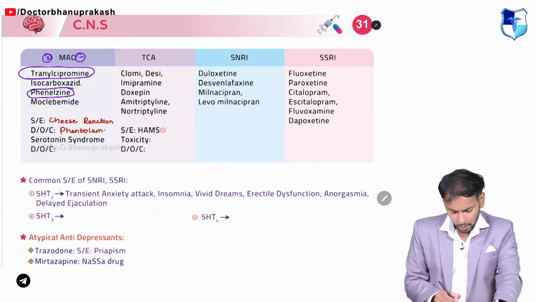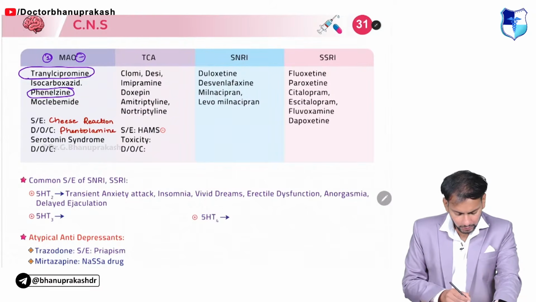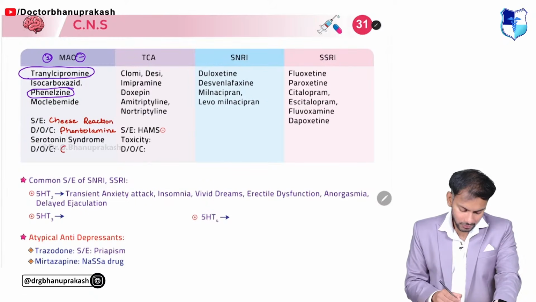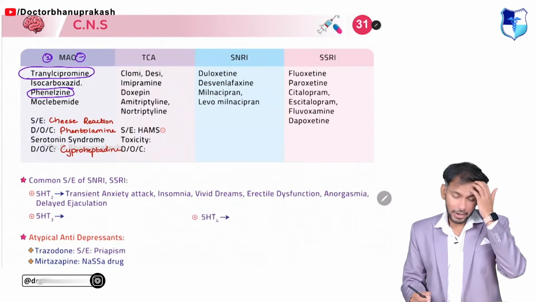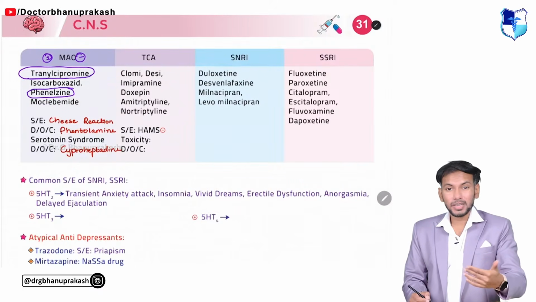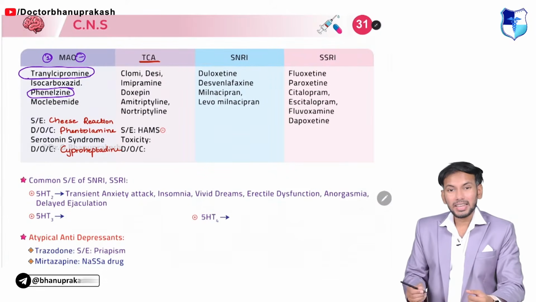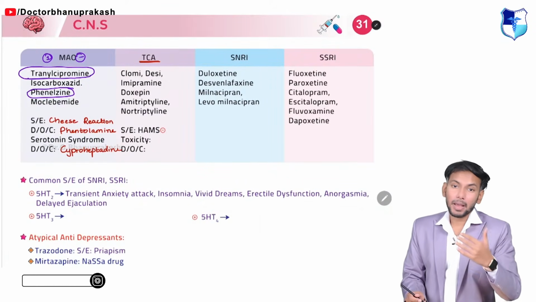Now, if you use MAO inhibitors, it will increase the serotonin. Increased serotonin will cause serotonin syndrome. Now, what is the drug of choice for serotonin syndrome? It is cyproheptadine. Now, coming to tricyclic antidepressants, these are the pramines.